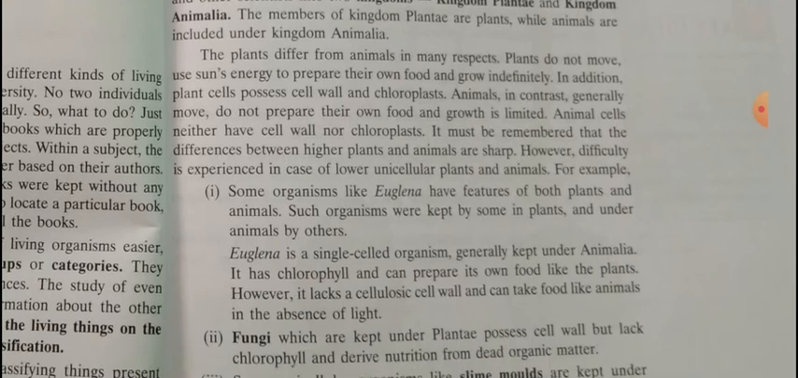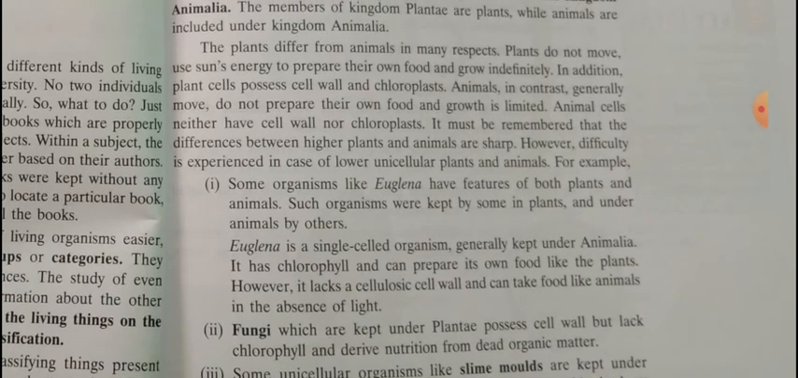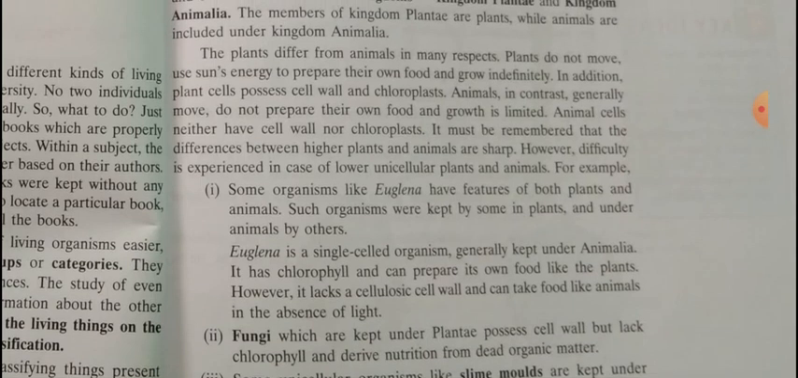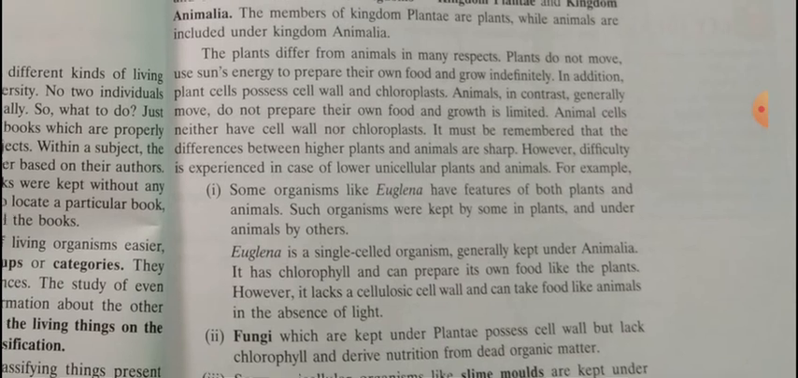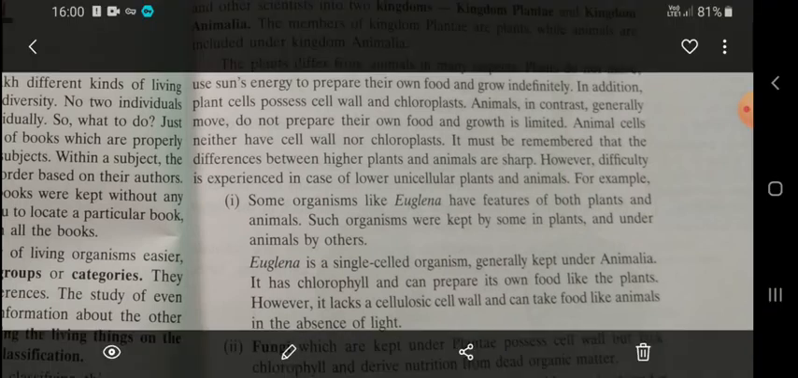Okay, so the plants differ from animals in many respects. Plants और animals में difference है. Plants do not move, use sun's energy to prepare their own food and grow indefinitely. Plants move नहीं करते, animals move करते हैं. Plants use sun's energy to make food. Animals don't do that. In addition, plant cells possess cell wall and chloroplast. It is very important. इसको underline कीजिए.